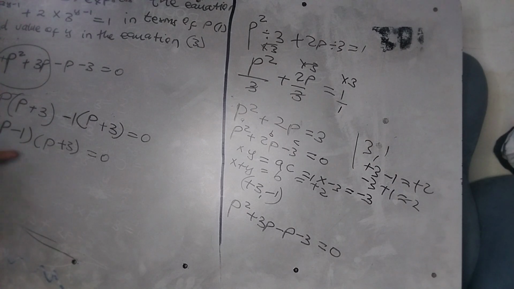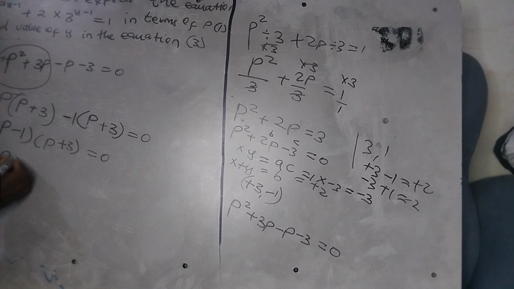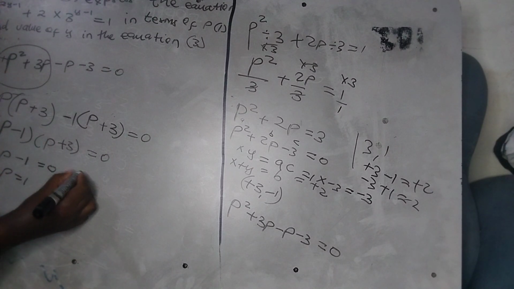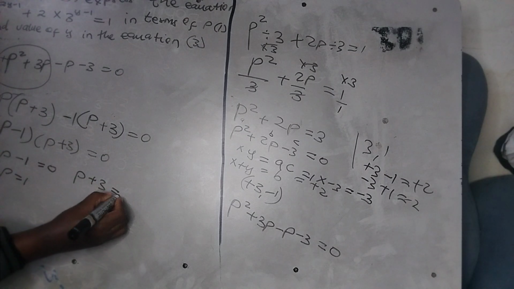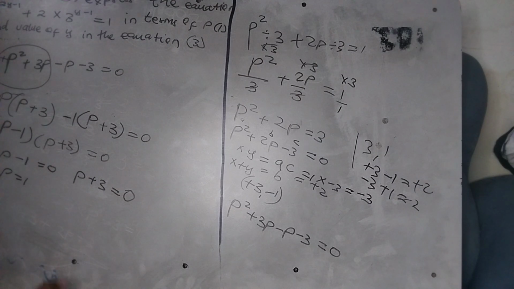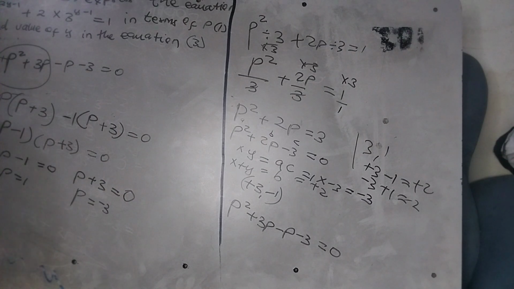Pick each of the expressions equal to 0 to get the 2 values of p. What do I mean? P minus 1 is equals to 0. When you pick 1 to the other side, p simply becomes 1. And again, p plus 3 is equals to 0. So, p is equals to -3. But don't forget something, learner. P was 3 to power y. So we have the two values of p.